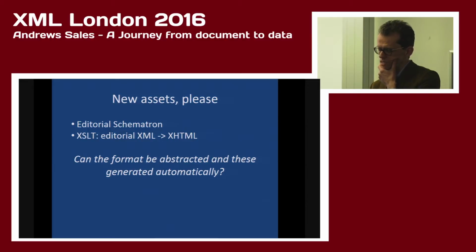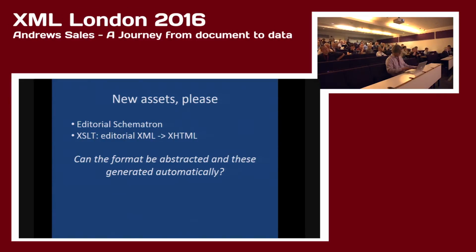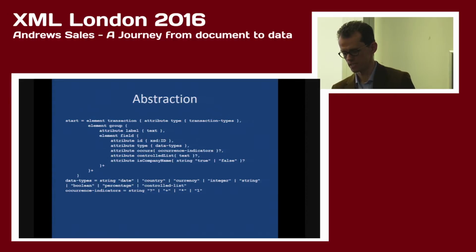So in order to support this new format, this new workflow, we needed essentially two assets: the editorial schematron that I mentioned, and also XSLT to take the editorial XML and turn it into the web pages. So faced with this, around a dozen content types more in the pipeline, we posed the question, well, can't we actually abstract this format and generate these two assets automatically? So that's what I did.